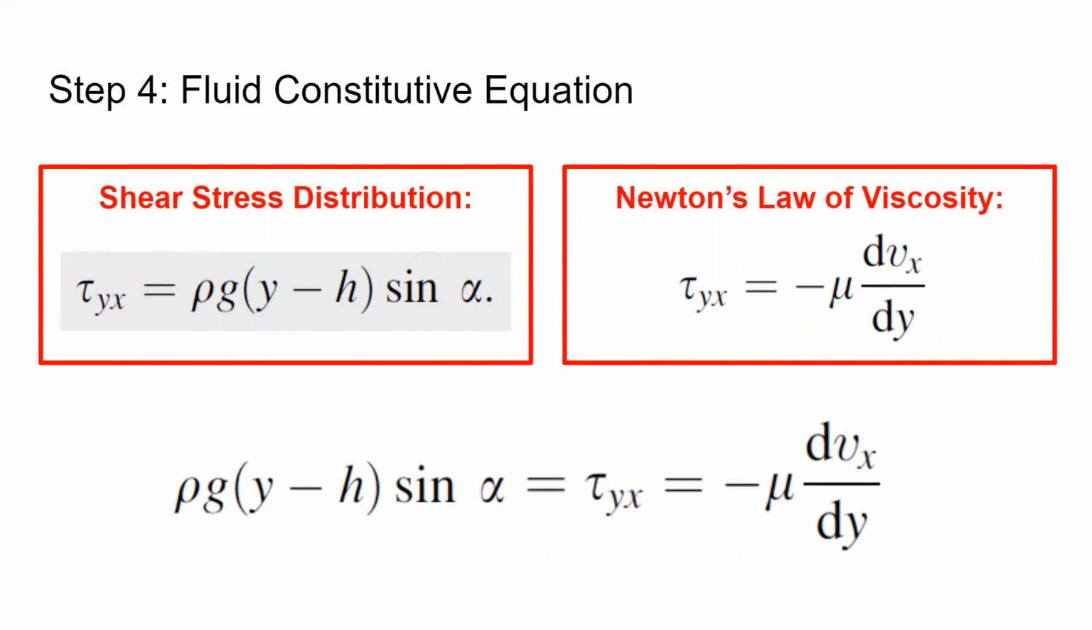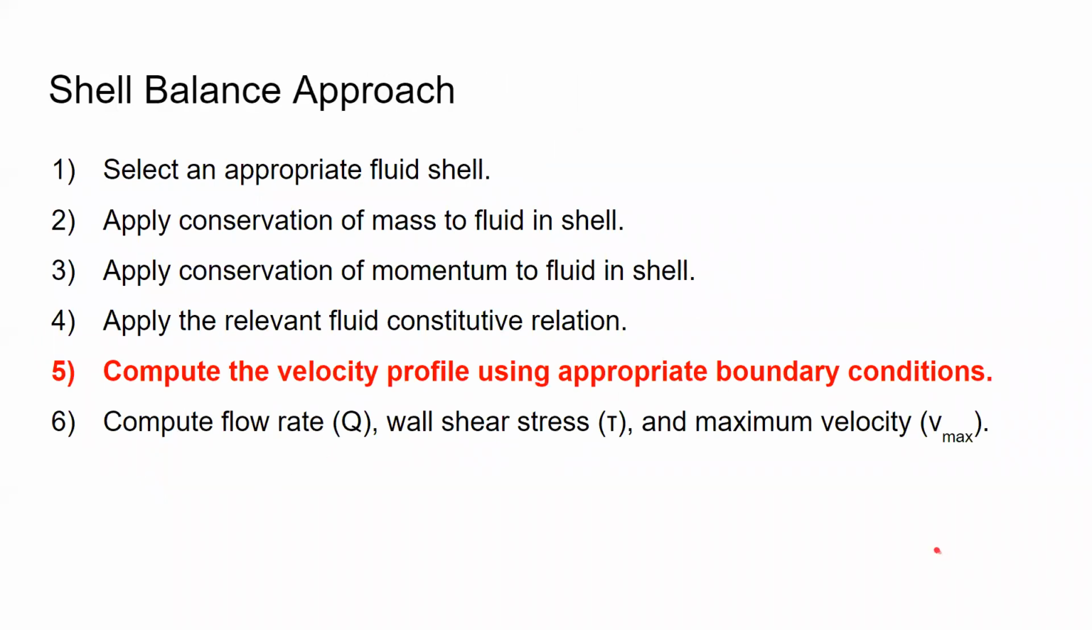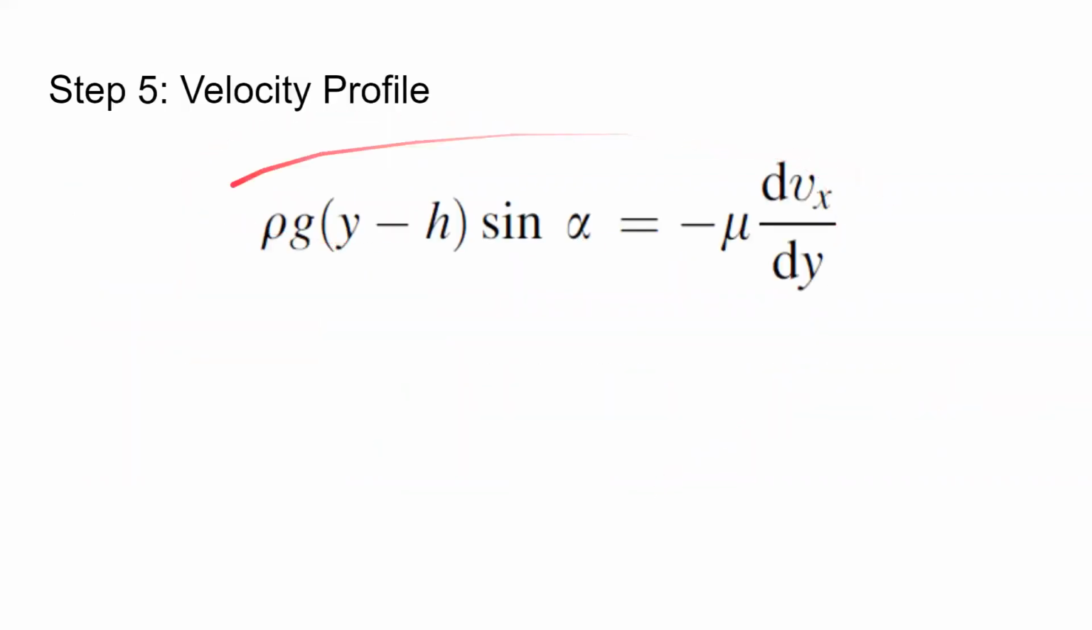Simple step. Great. Now let's move on to step number 5. This is where we compute the velocity profile using our appropriate boundary conditions. So this step uses boundary conditions as well. So we have this from the previous slides. Right over here, we have our shear stress distribution. We have our Newton's law of viscosity.